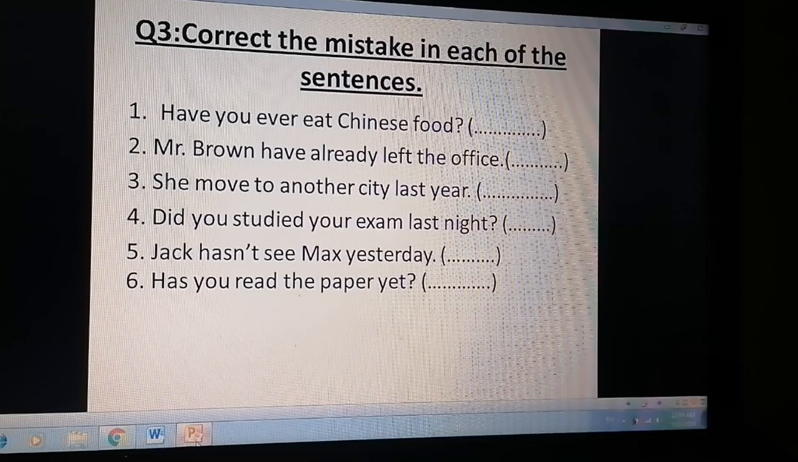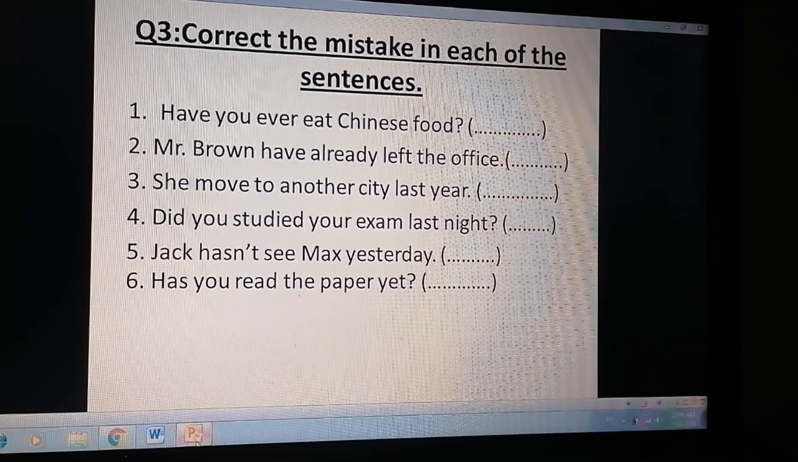2. Mr. Brown have already left the office. This sentence is in present perfect again. Why? Because already is the keyword of present perfect. Mr. Brown is correct. Have? No. Mr. Brown is a singular noun. حكينا بعد the singular noun plus has, not have. So the correct is Mr. Brown has already left the office.